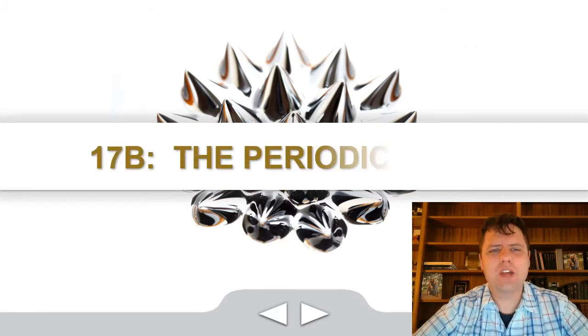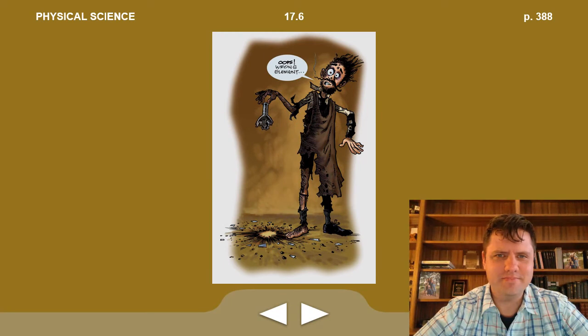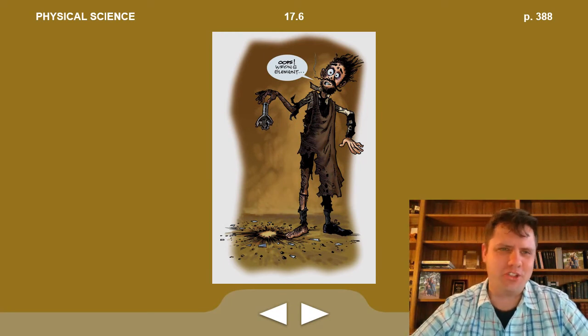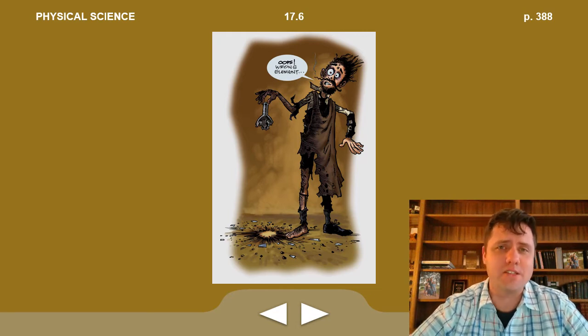All right, so let's now talk about 17B, the periodic table. Oops, wrong element. You see how important it is that we know which element is which and being able to distinguish them one from another and to understand the properties and qualities of each element.